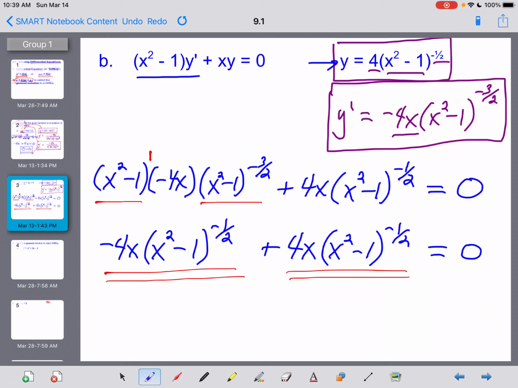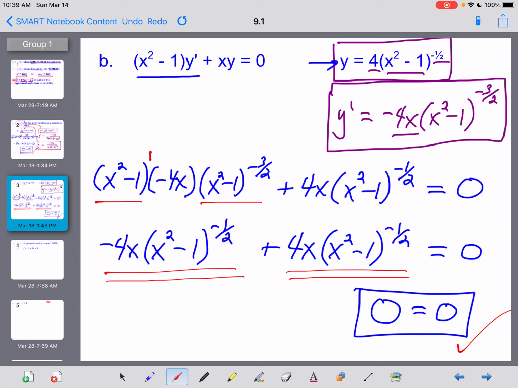So anytime you add two opposites together, guess what? They wipe each other out, and we get 0 equals 0. And there you go, guys. We have verified that differential equation and its solution as well.